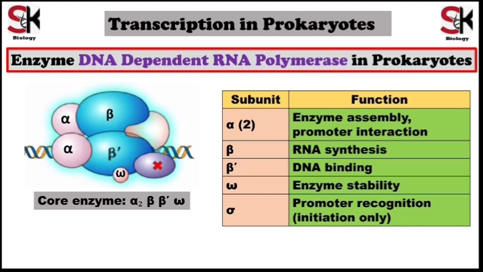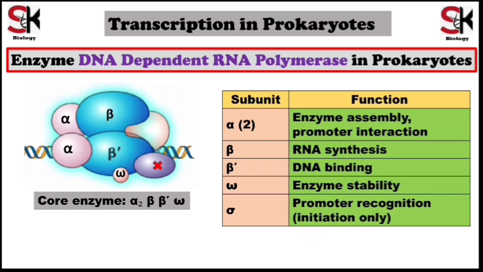to synthesize RNA. This is the structure of the enzyme containing 6 subunits. The core enzyme contains 2 alpha subunits, which function in enzyme assembly and promoter interaction. The second subunit is the beta subunit, required for RNA synthesis. The third subunit is beta prime, which is required for DNA binding. Another subunit is omega, required for enzyme stability. The sixth subunit is the sigma factor, which is responsible for promoter recognition.